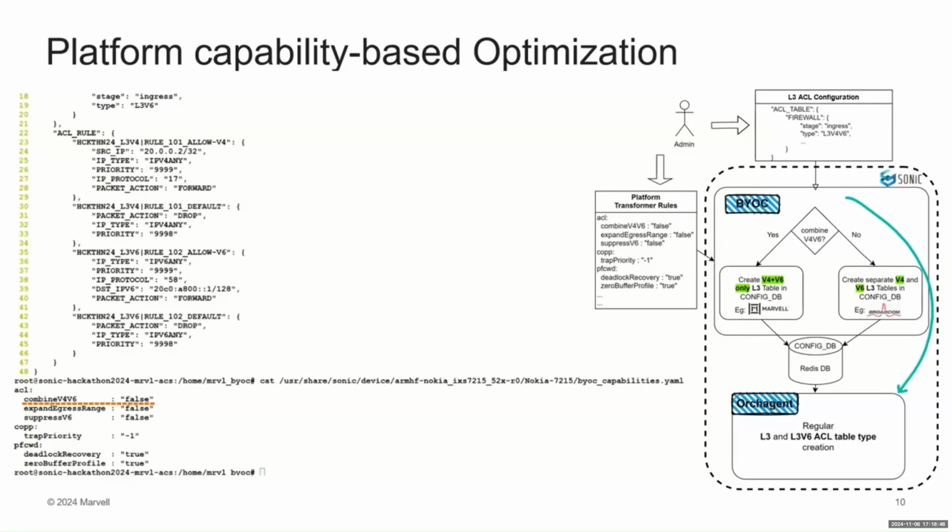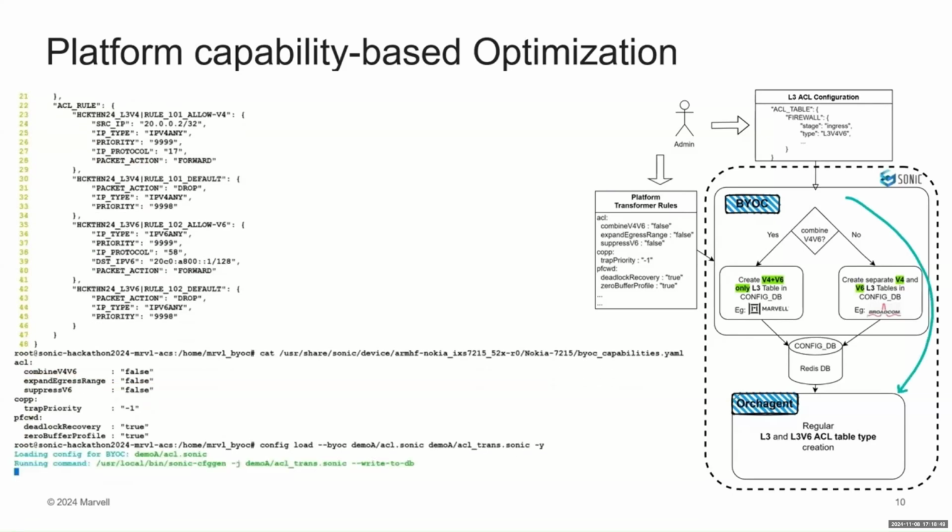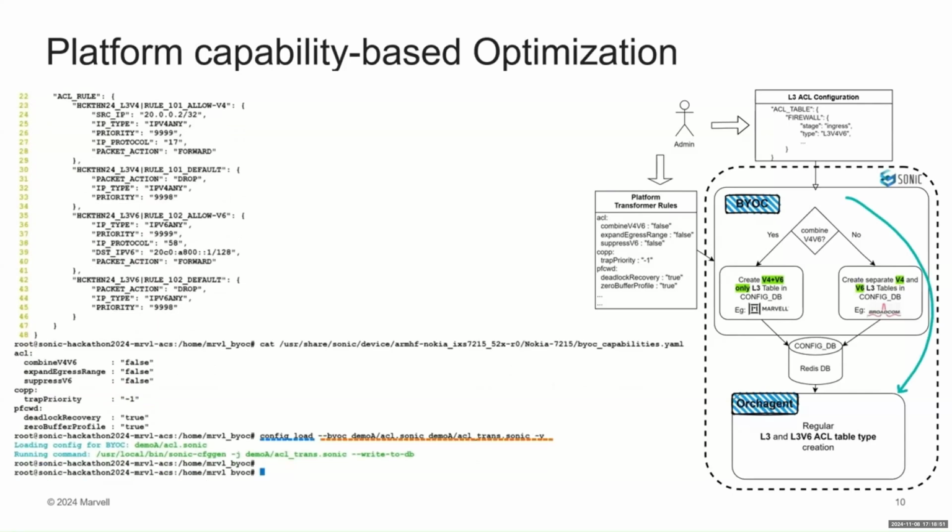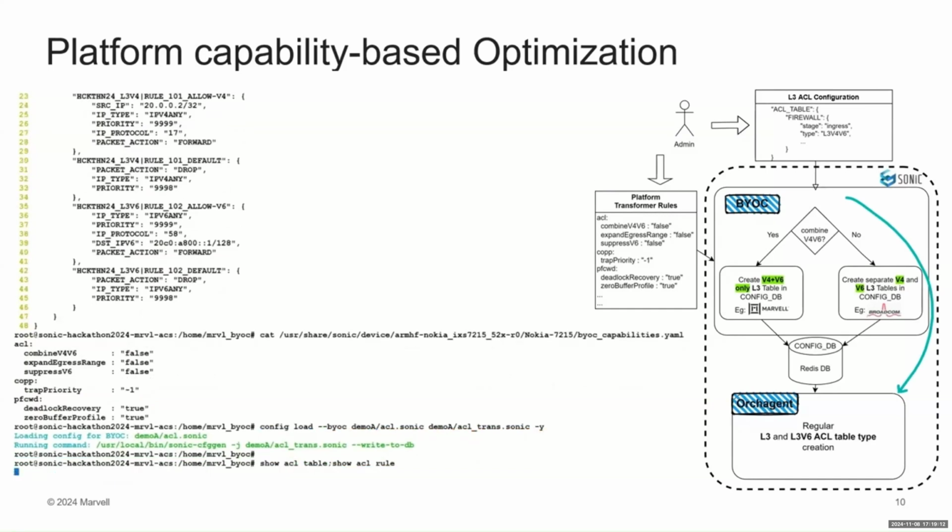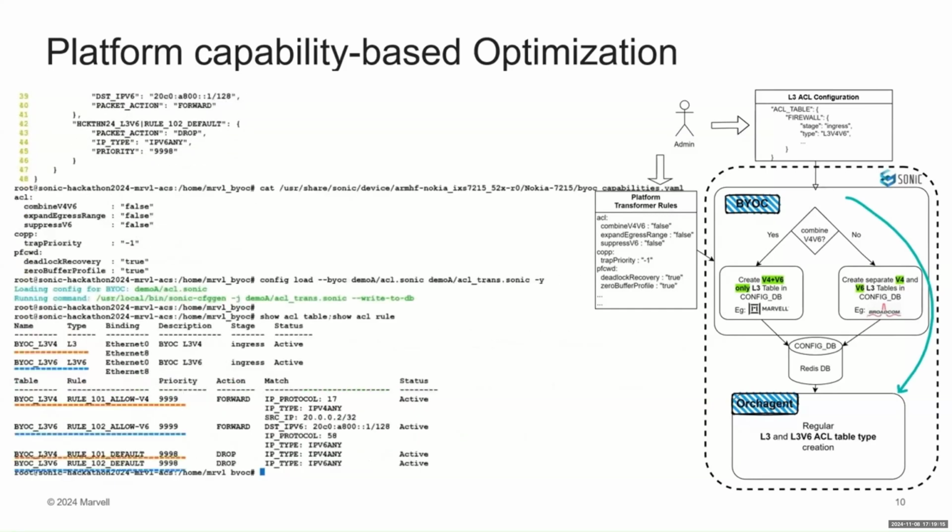Here we can see that BYOC tool is also integrated into SONiC config load command for ease of operator use. This command takes optional arguments like BYOC followed by the user config file followed by the output generated file, which will be loaded into running config and can later be saved to config.db. Since combine v4 v6 rules is false, separate ACL tables for v6 and v4 are maintained, with each having their corresponding ACL rules as seen in the show output.